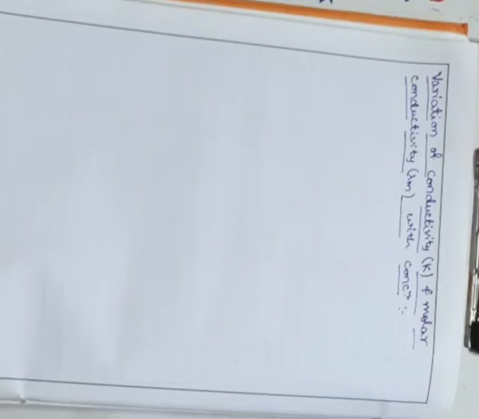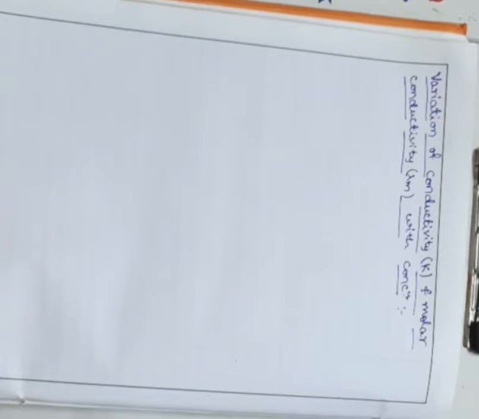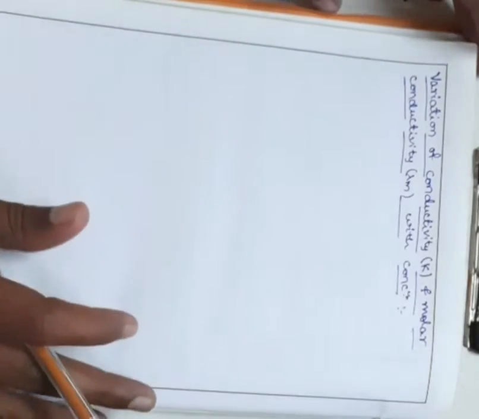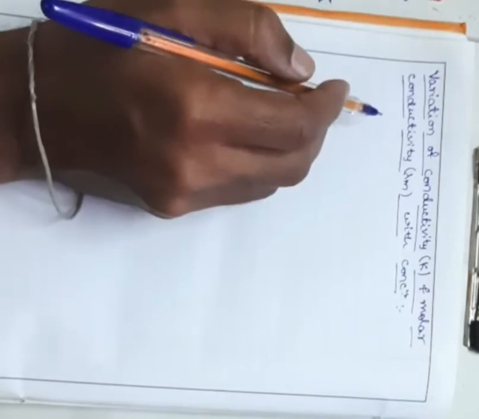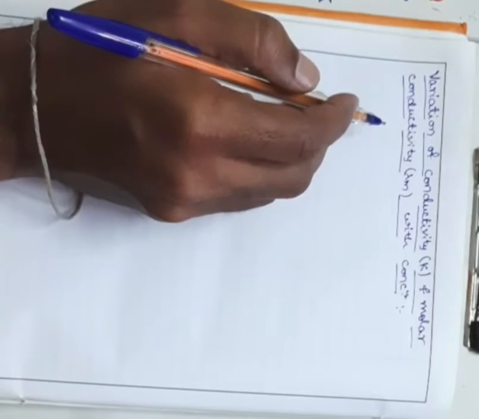Good morning, students. In the last class, we discussed the relationship between conductivity and molar conductivity, and we calculated conductivity and determined the cell constant by the use of KCl. Today we will start one more concept: the variation of conductivity as well as molar conductivity with concentration.